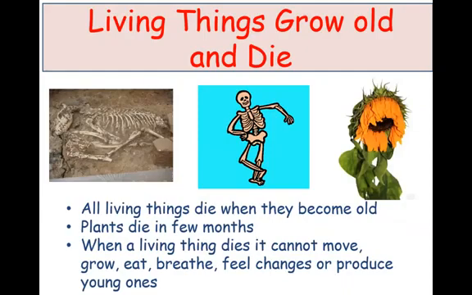Living things grow and die. All living things die when they become old. The lifespan of each living thing is different. A sunflower plant dies in a few months. A dog lives for around 10 to 12 years and then dies. When a living thing dies, it cannot move, grow, eat, breathe, feel, change, or produce young ones. It is no longer alive.